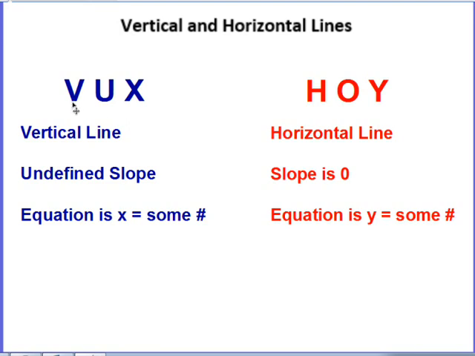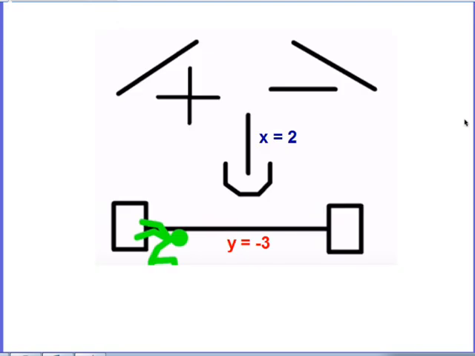So if I have a vertical line, it has an undefined slope, and the equation is going to be x equals some number. So there won't be a y equals. It won't be in slope-intercept form. It will just be x equals 4 or x equals negative 7. That's a vertical line. If I have a horizontal line, it has a slope of 0, and the equation is y equals some number. So again, not slope-intercept form. There's no mx. It's just y equals 7, y equals 2.